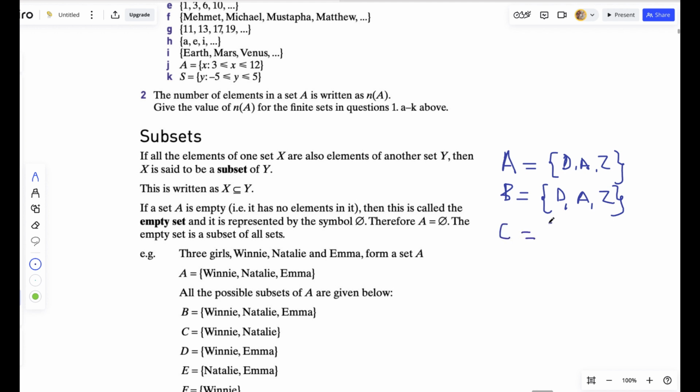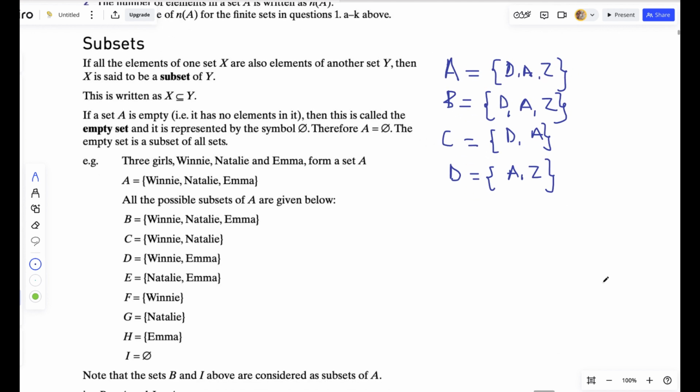Now let's begin to write 2 letters out of this. We have DA as a subset of DAZ. And then we have set D. We have AZ as a subset of DAZ. And then set E. We have DZ as a subset of DAZ.